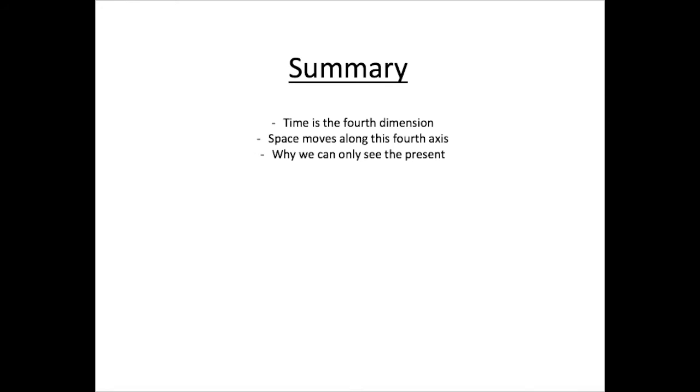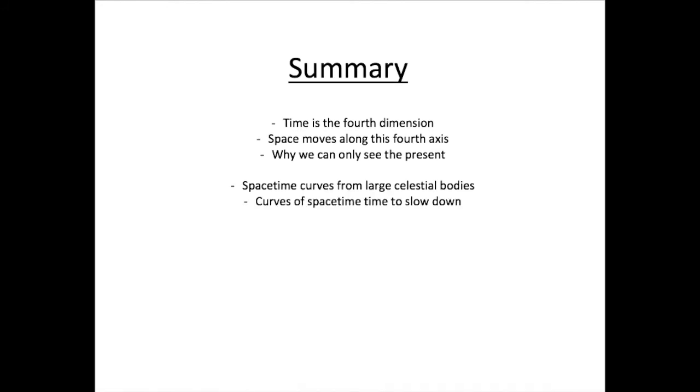To sum everything up, time is the fourth dimension, and space, being 3 dimensions, moves along this fourth axis, which is how we are able to see the present, but not the past or the future. This spacetime can curve from heavy celestial bodies like a star or planet, and affects how we see time pass on these bodies. Light also accounts for how we see time. We see objects that are many light years away for how they looked in the past.